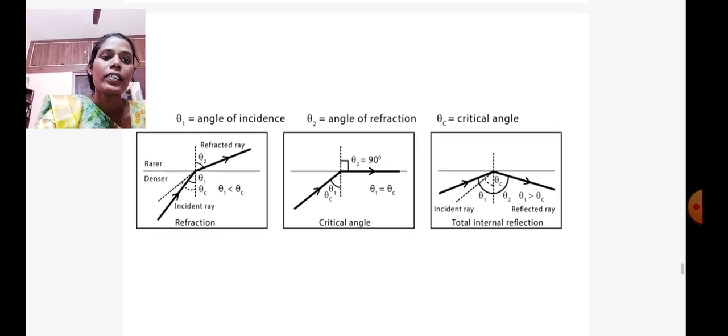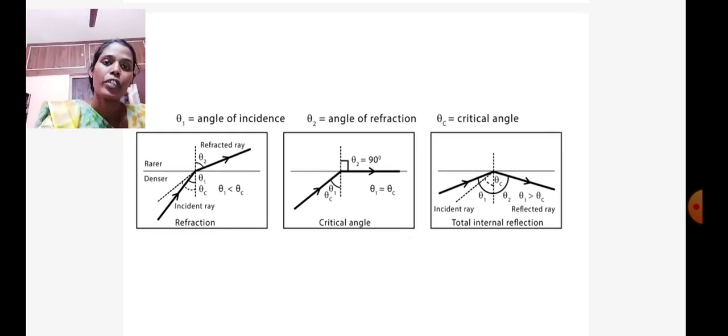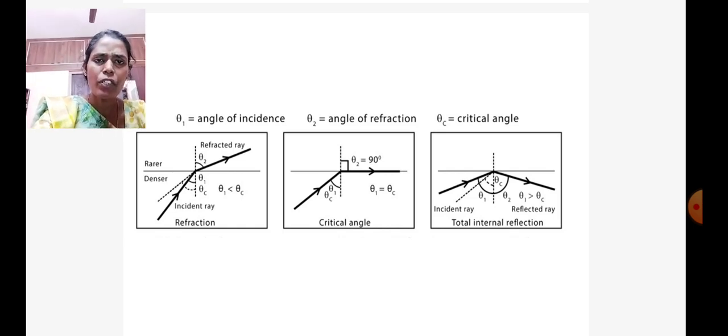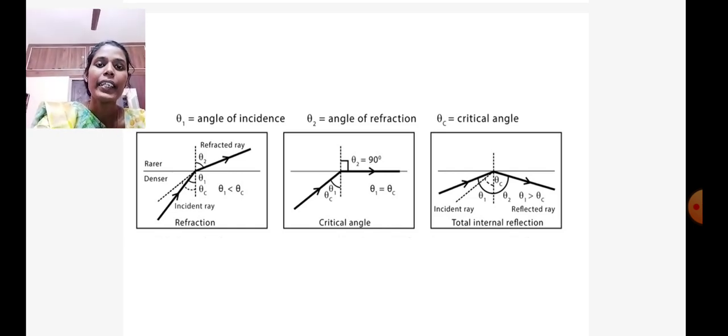The next thing is total internal reflection. Here three figures have been given. In the first figure, you see the incident ray. When a light is incident on a medium, it undergoes refraction, as I already mentioned. When the light enters the next medium, there will be a bending of light. That is all about the first figure.